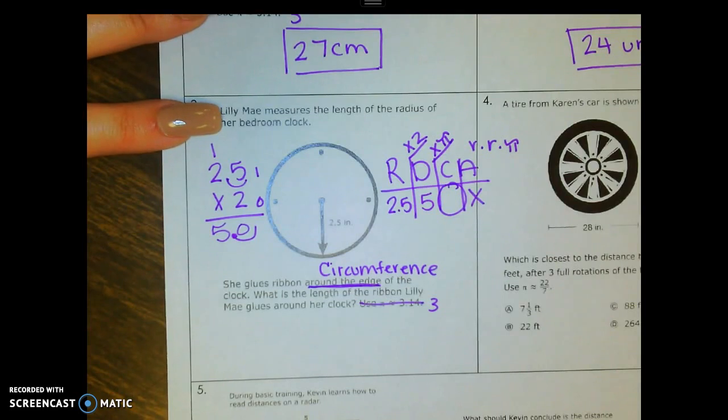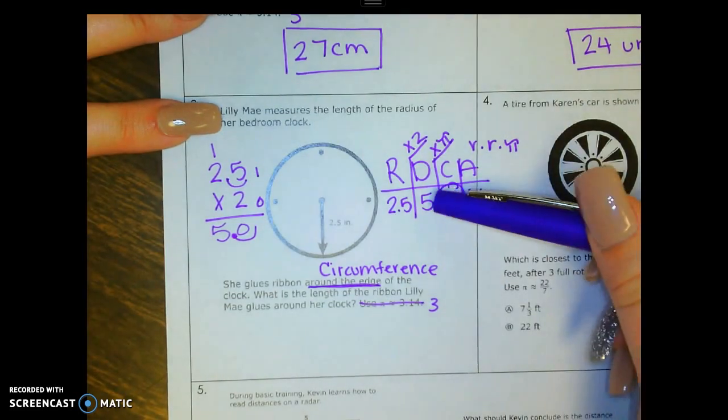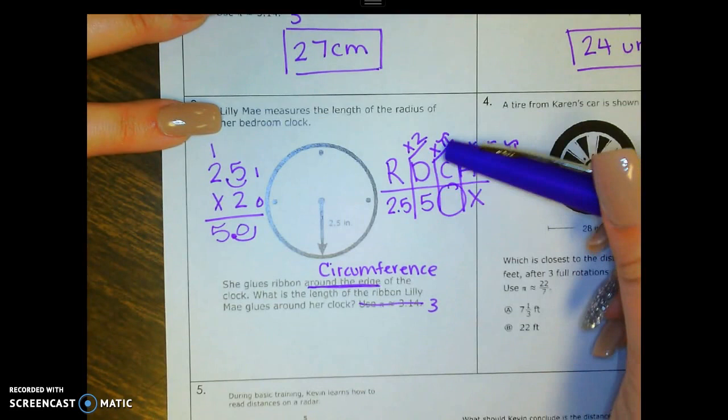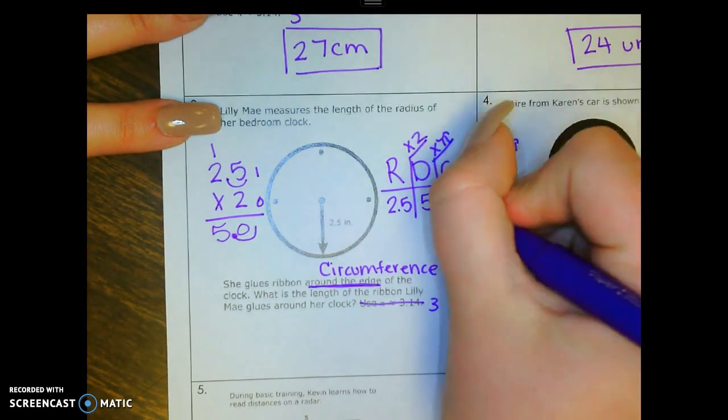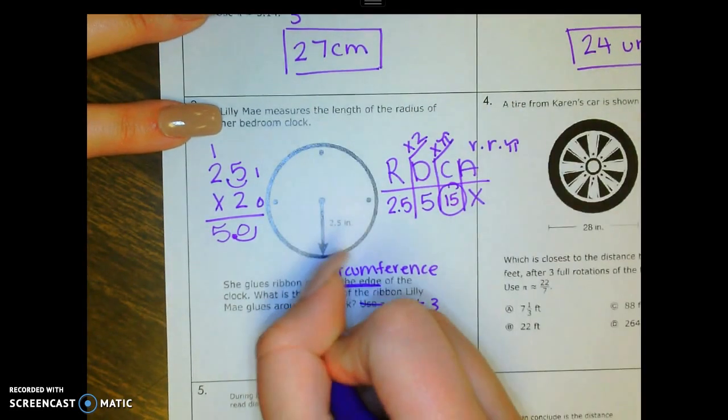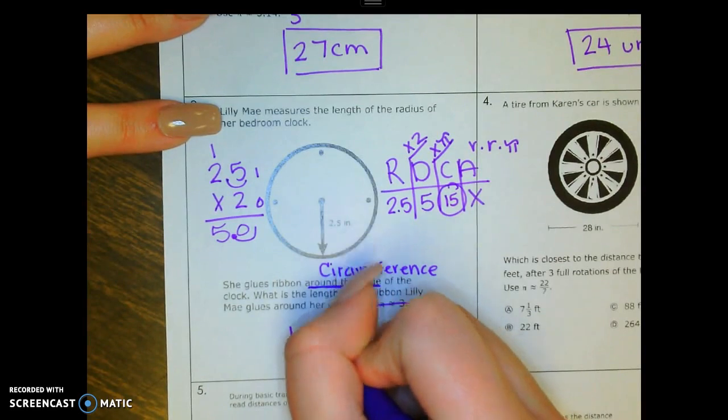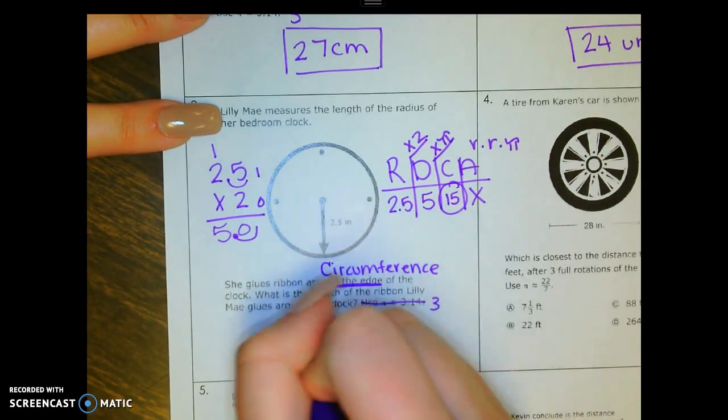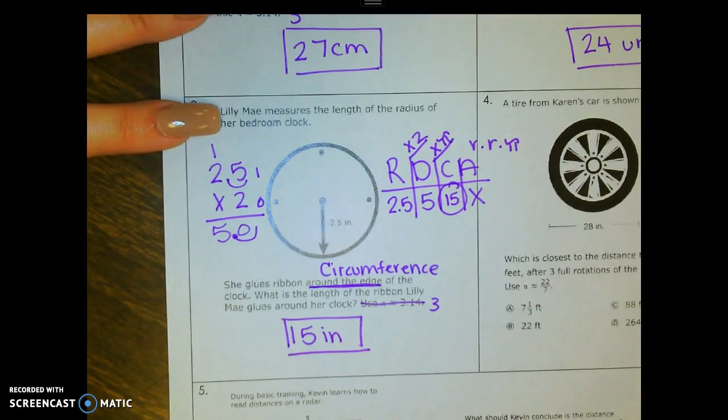And then again, just to find circumference, all you do is take the diameter times pi, which is 3, and it's approximately 15. So 15 inches. That's how long the ribbon needs to be.